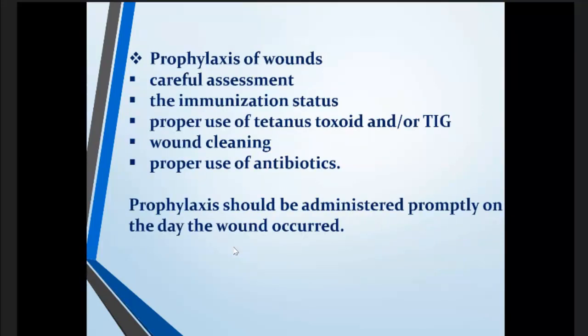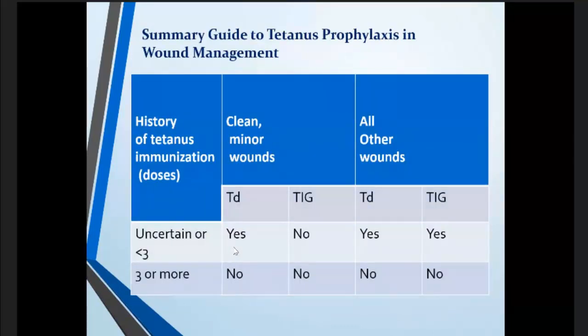Regarding prophylaxis of wounds, of course, careful assessment of the wound is needed. We should also assess the immunization status of the person, according to which we decide on the use of tetanus toxoid or immunoglobulin. Also, we should be aware of careful cleaning of the wound and using antibiotics. This table is a guide for tetanus prophylaxis in wound management.